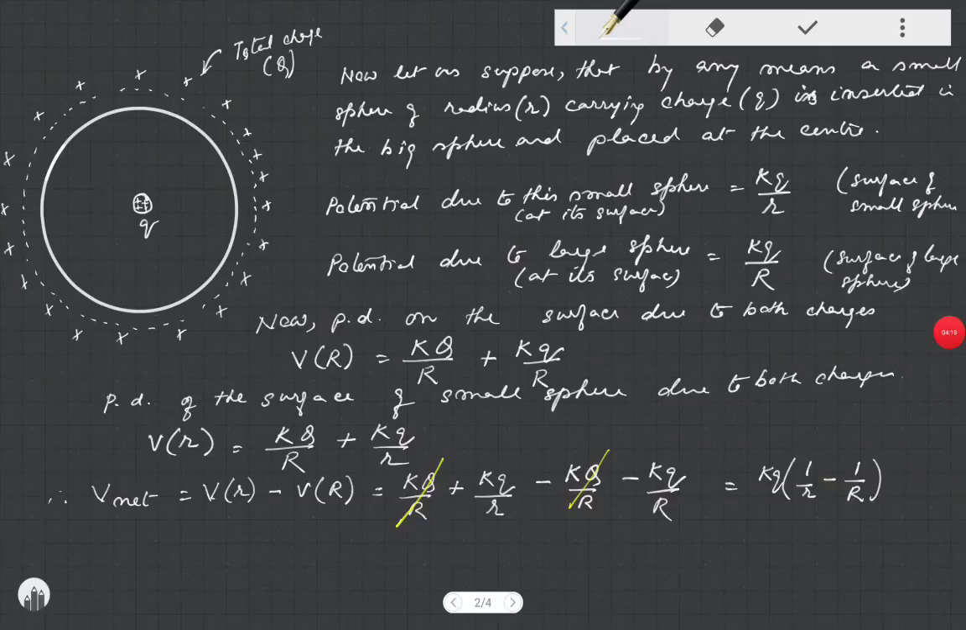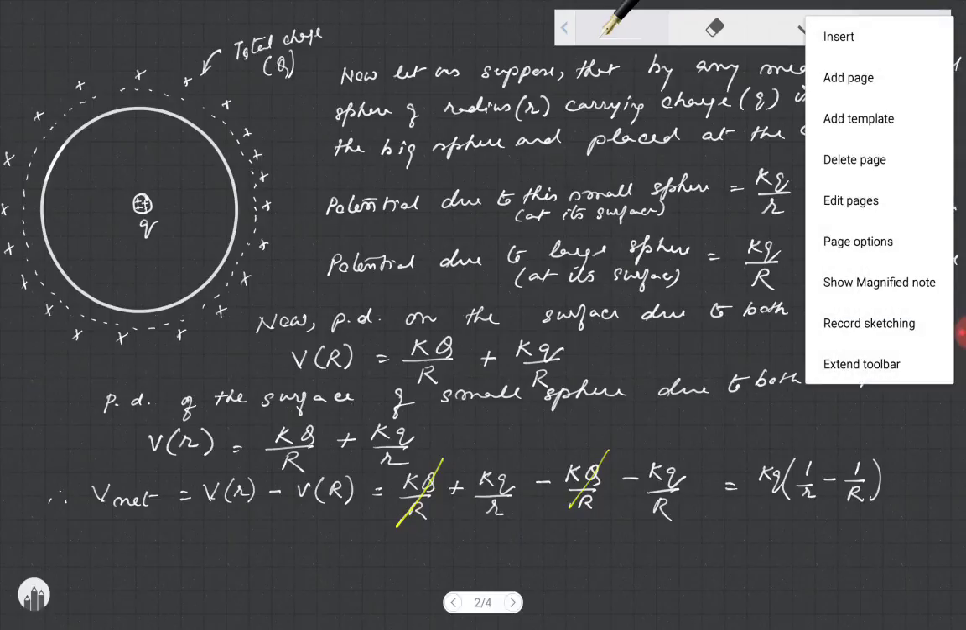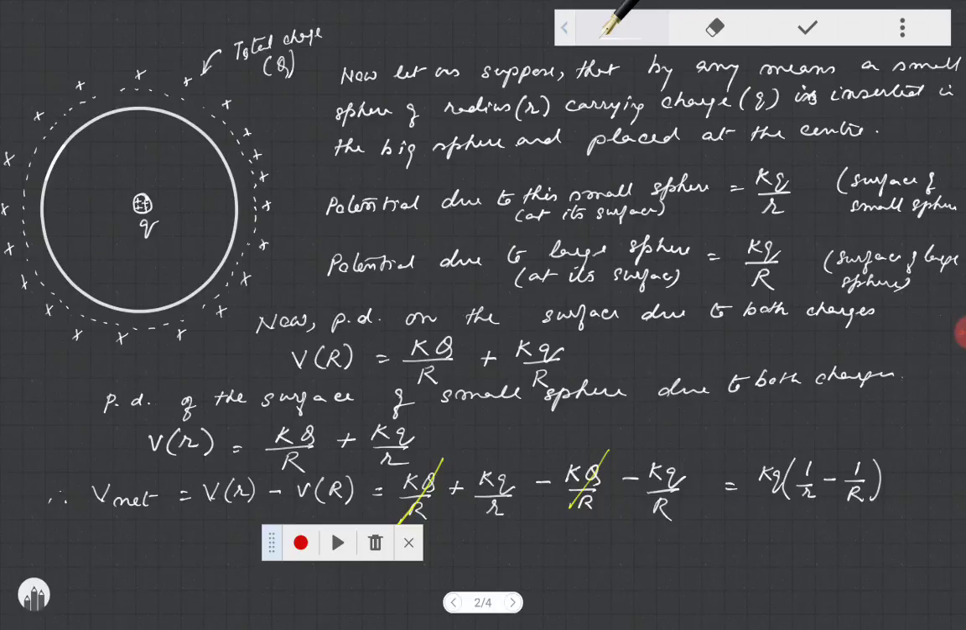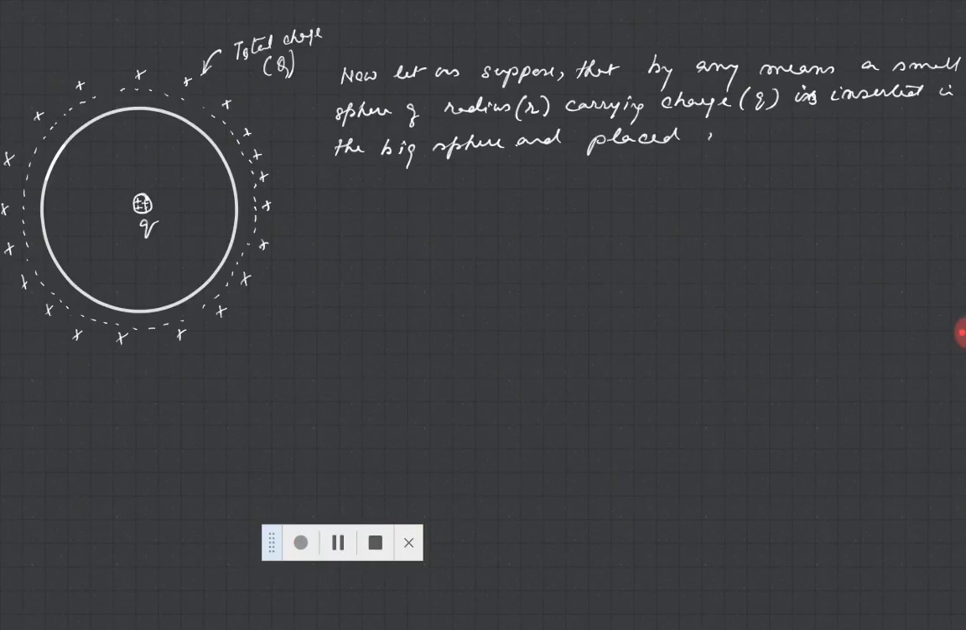Now let us suppose that by any means a small sphere of radius r carrying the charge small q is inserted in the big sphere and placed at the center by an insulating handle. This is not shown in the picture.